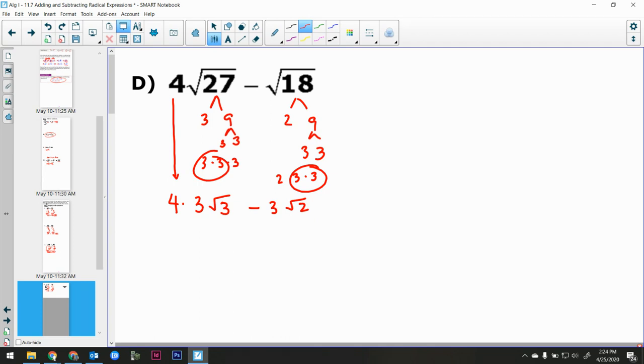Okay. And so that's a 12 radical 3 minus 3 radical 2. Again, we can't combine them. That's all we can do at that point. We reduce them down a little bit, but that's it. Okay.